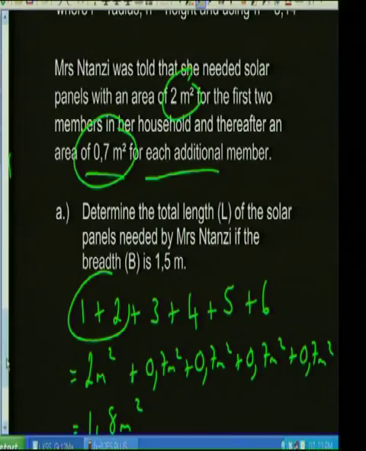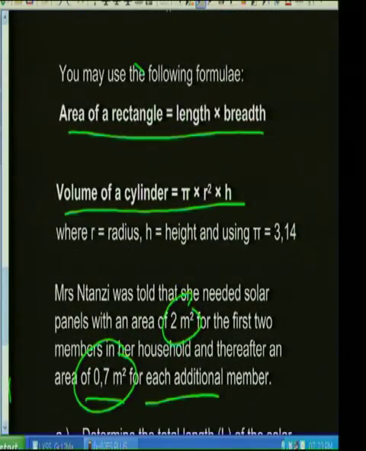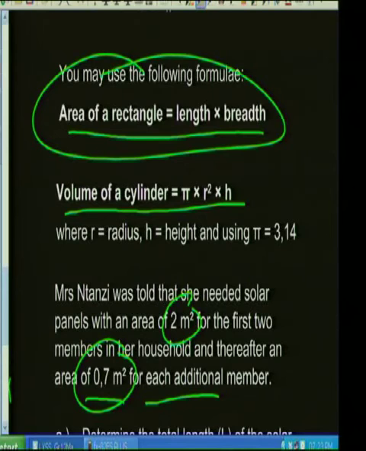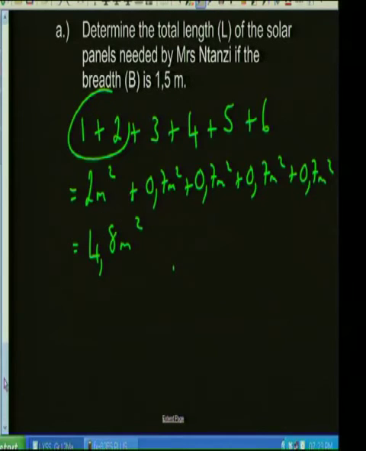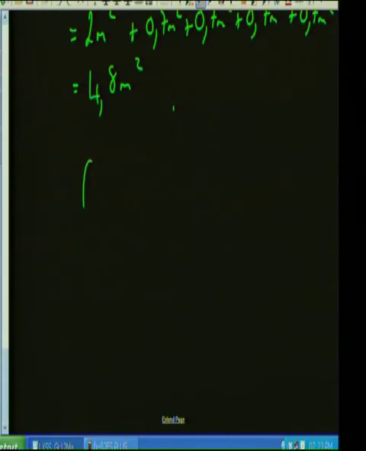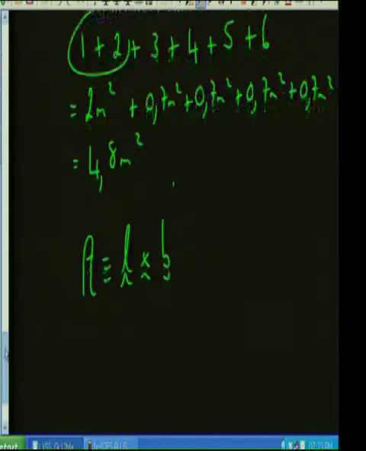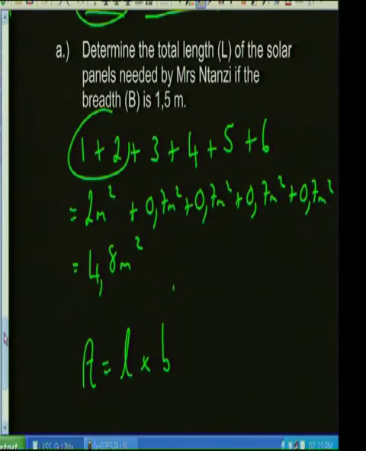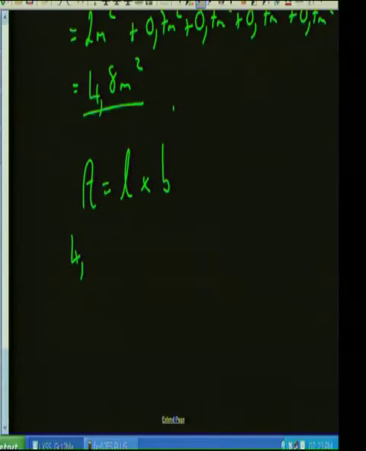Now that's not the question, hey? The question is, what length must those solar panels be? Now, this is where I get excited, because this is where we look at this formula. Area of a rectangle is length times breadth. So let's have a look at this. Area equals length times breadth. I know the area of my panels. It must be 4,8 meters squared.